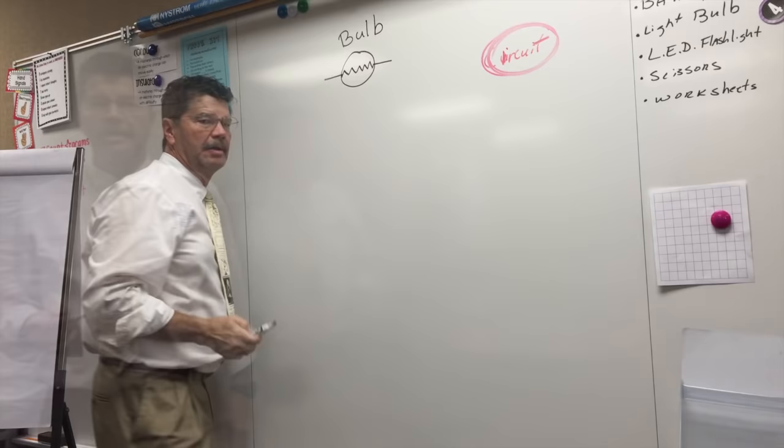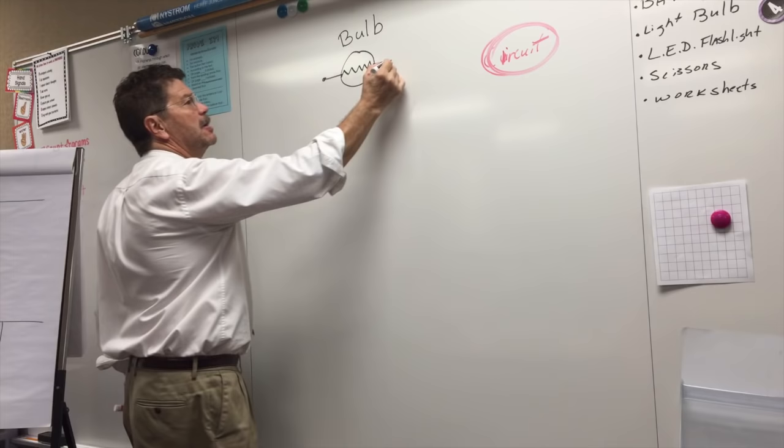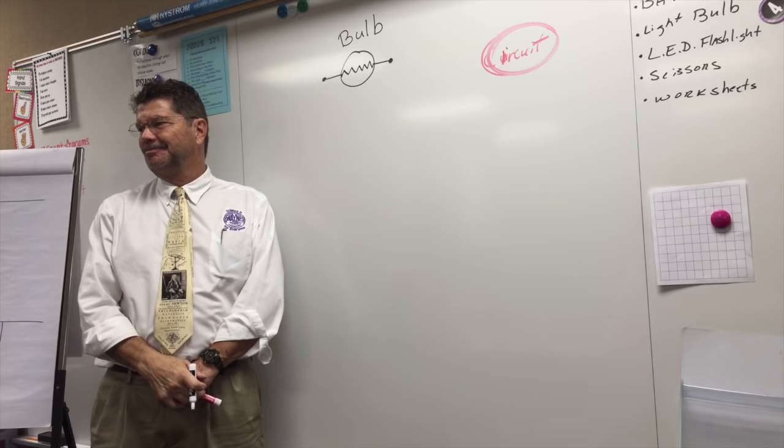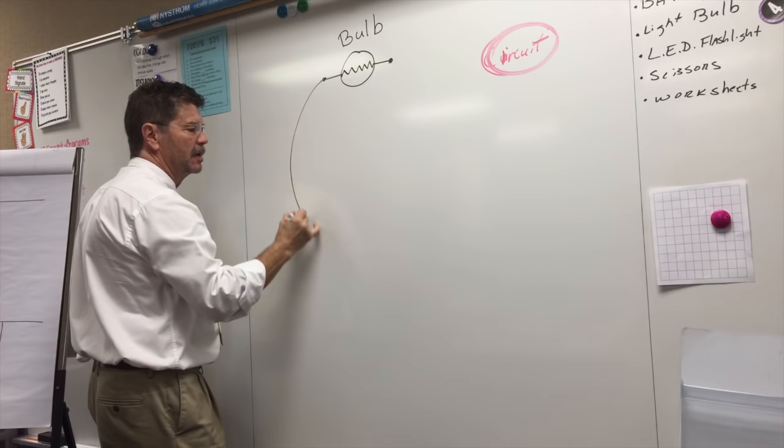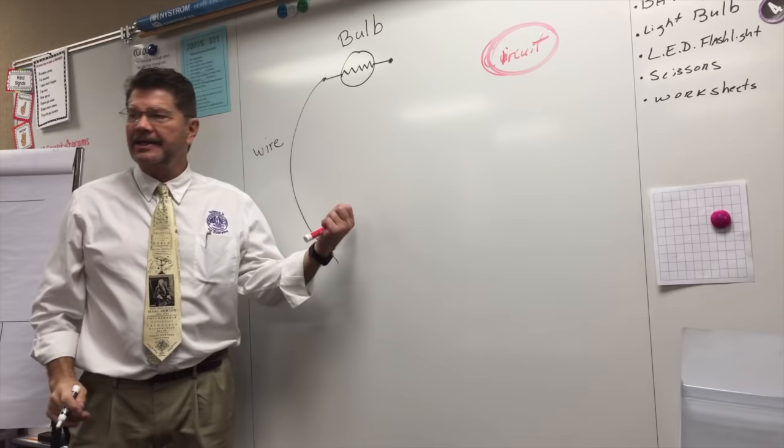If you look on your paper, you'll see that we use connectors. They're like a little dot right here. So let's put a connector on each one of these. Would this light bulb light up just like that? No. We need some path or some wires. I'm going to put a wire down here like this, and I'm going to label that wire. Would the light bulb light up like this? No. What else do we need?